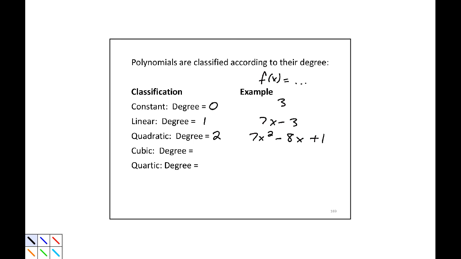A cubic has a degree of 3, and my example for that is negative 4x cubed plus x minus 5. Again, the highest exponent there is a 3 because it is a cubic. A quartic has a degree of 4, and my example for this one is 17x to the 4th. They could have more terms, but they don't necessarily have to. As long as the highest exponent is 4, it's a quartic. If the highest exponent is a 2, it's a quadratic, etc.